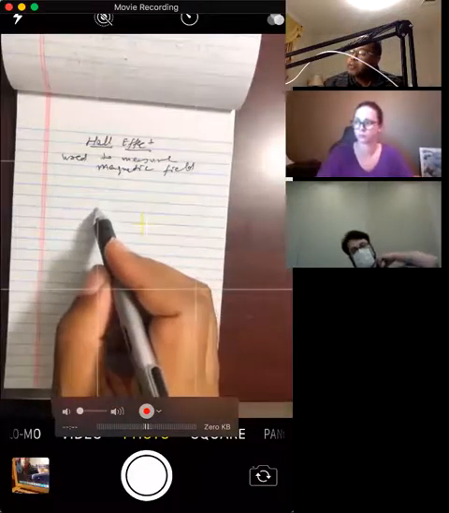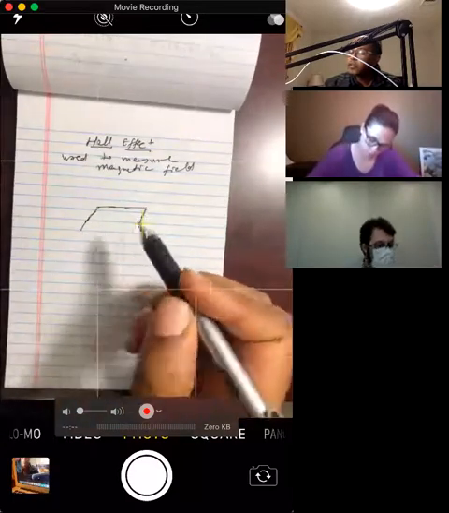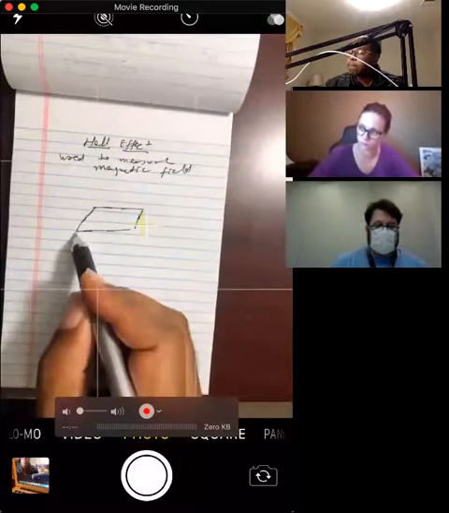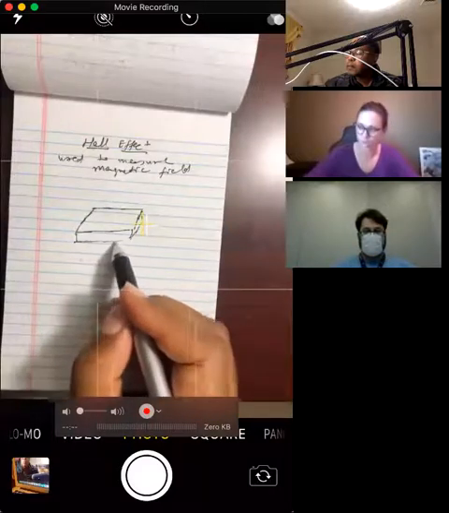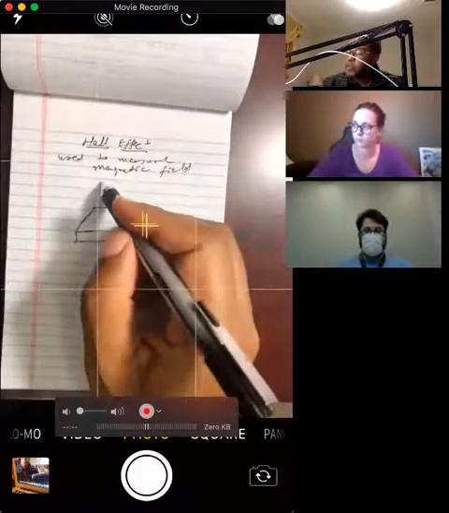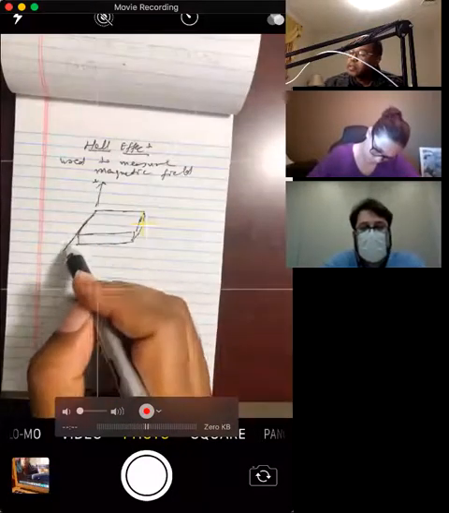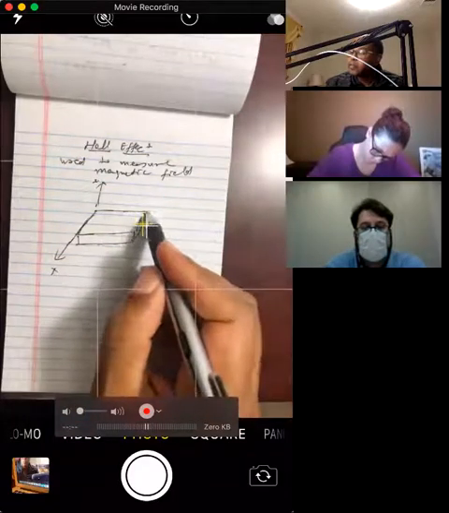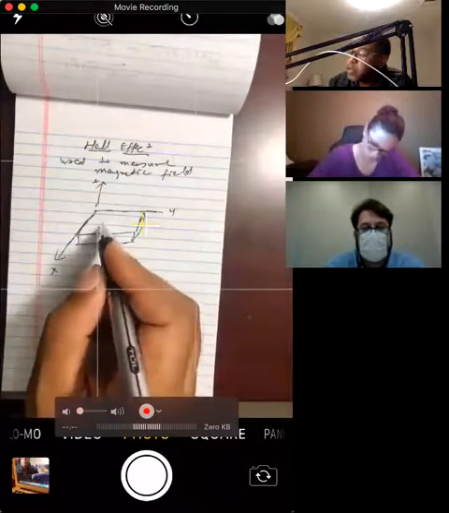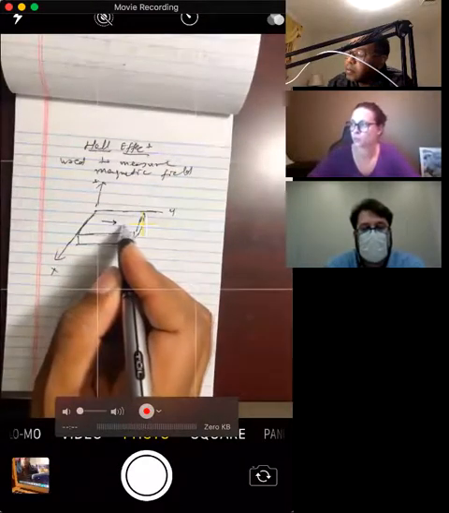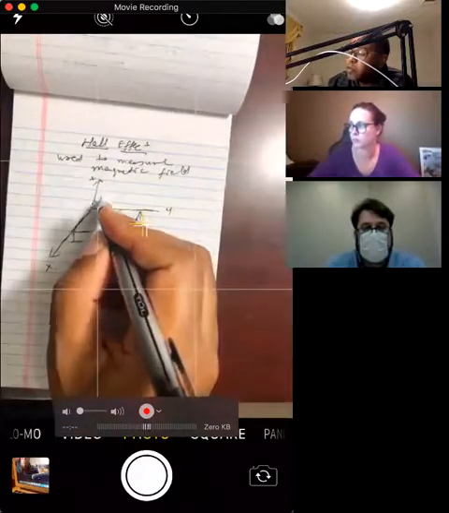Suppose let's say we have this rectangular object over here, like this. And let's say we're using this coordinate system over here. Let's say this is my z-axis, this is my x-axis, and this is my y-axis. Now suppose there is current going this way, and let's say there is a magnetic field going this way.